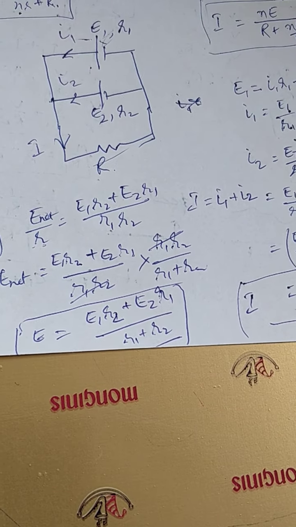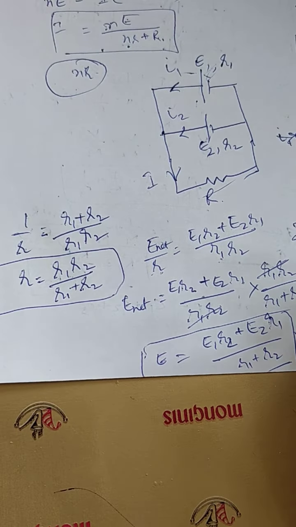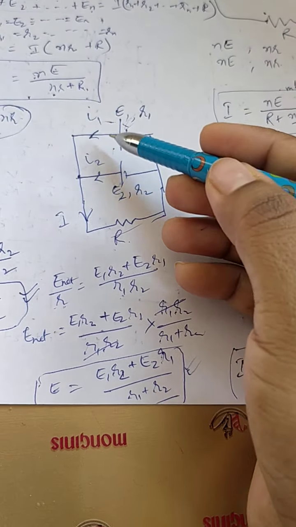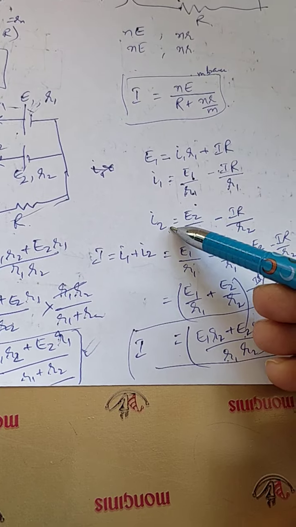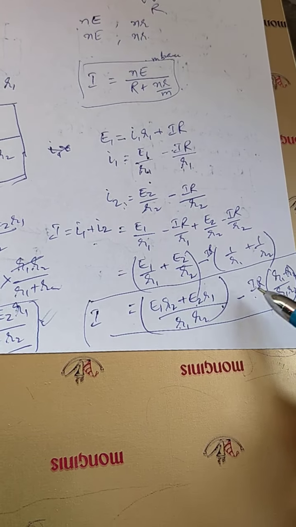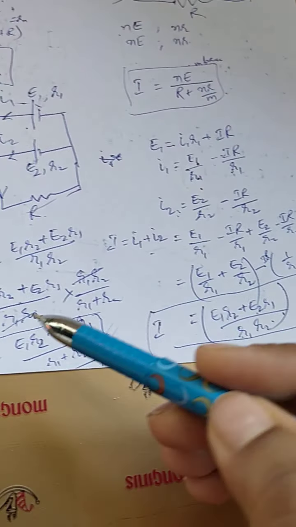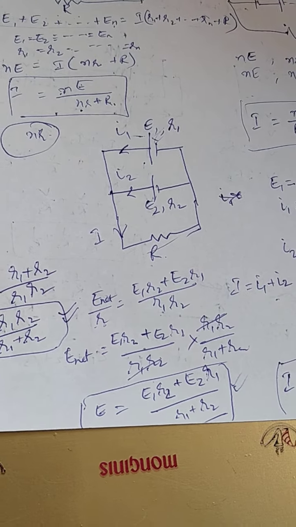Okay, I hope this is clear. This is important because many times these came in the board exam. So what you have to do is take I1, I2, write expressions for them, add them, and you will get this expression. Now compare it with any one of I1 or I2, and then you will get these two expressions. Okay, that's all for today.